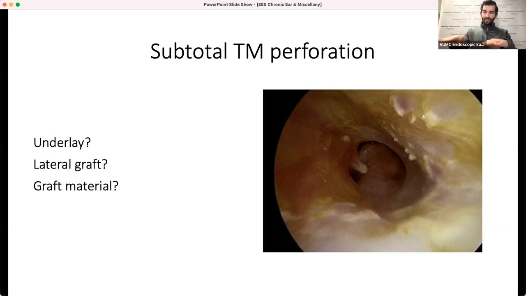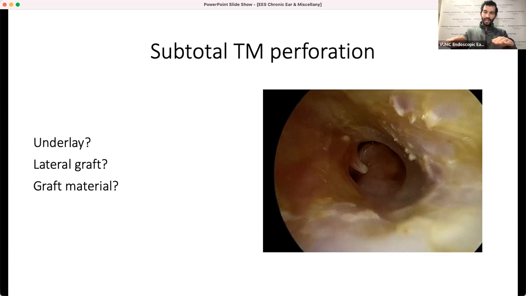I want to have a nice flat bed of gel foam juxtaposing the undersurface of the anterior tympanic membrane remnant, because I think that's where the grafts are most likely to fail. It's actually much easier to do if you have a subtotal perforation like this, because you have ready, easy access to that anterior portion of the mesotympanum and the protympanum where the eustachian tube orifice lives.